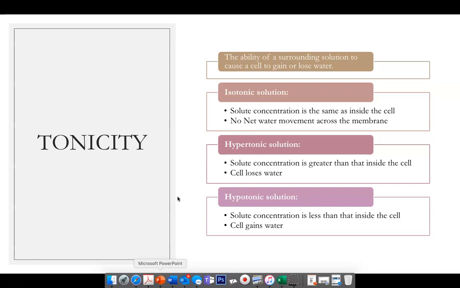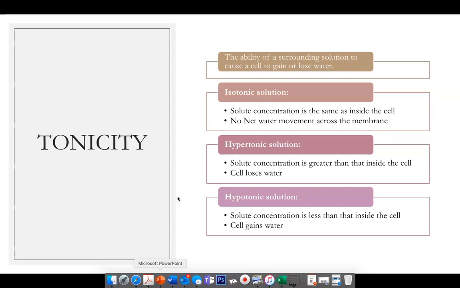The solution can be one of 3 types. You can have an isotonic solution where there is no net gain of water. The concentration of the water is going to be the same on the inside as it is on the outside. And so you're going to have equilibrium movement, the same amount going in as coming out. So there's no net movement. There is water movement, but there's no net movement.